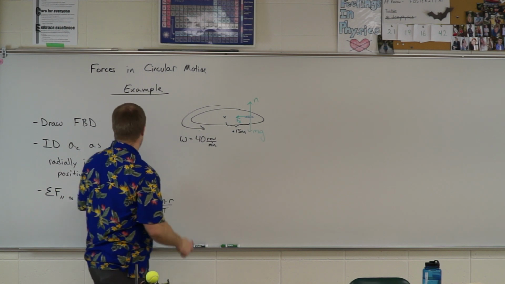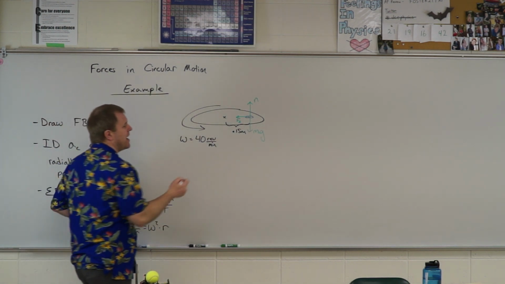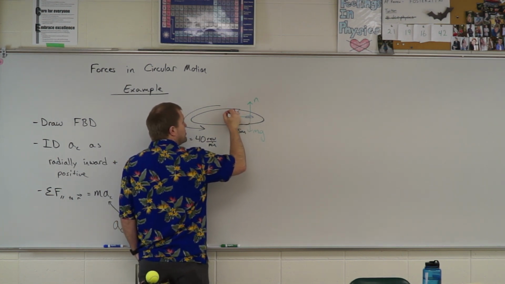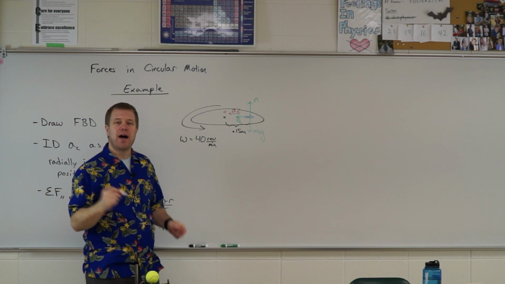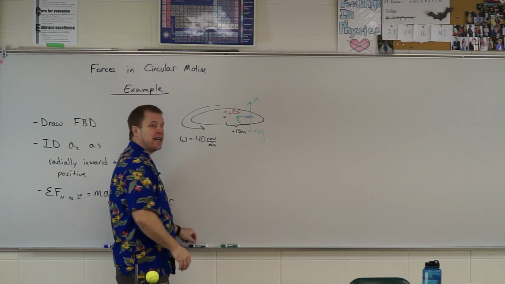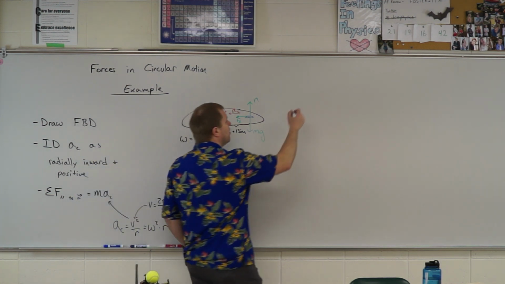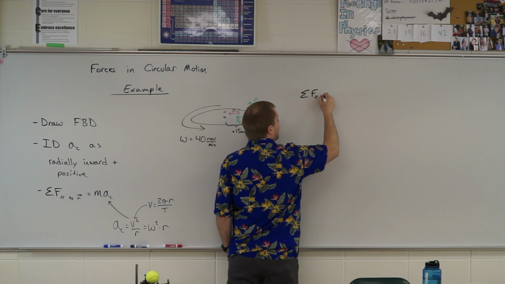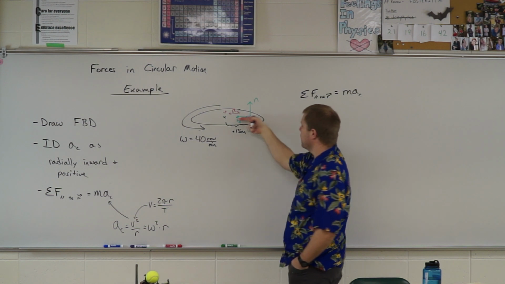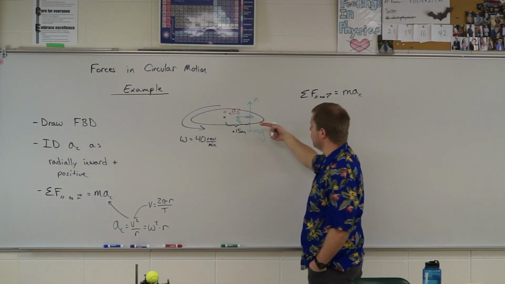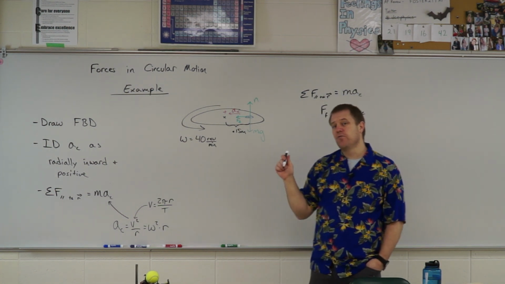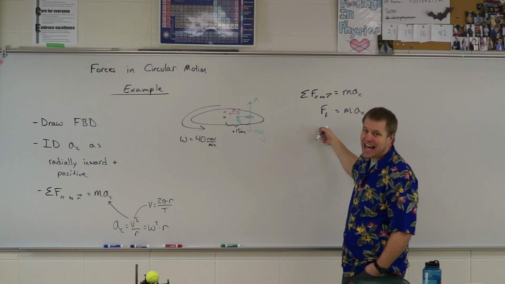All right, so I've drawn my free body diagram. I need to identify the direction of a_c. a_c always points radially inward, and I need to label the direction of the acceleration as positive. That way I have a positive acceleration when I plug that number in. Next I need to generate my equations and solve. I'm going to sum up the forces parallel to the radius and set it equal to m a_c. Parallel to the radius, I only have the force of friction pointing radially inward, in my positive direction, equals m a_c. Now we were asked to find the coefficient of friction, which is inside that force of friction.